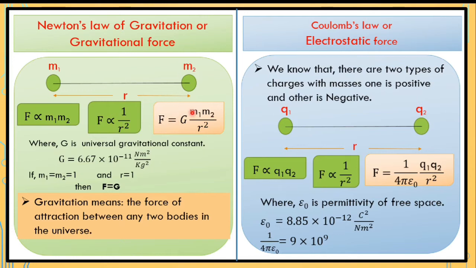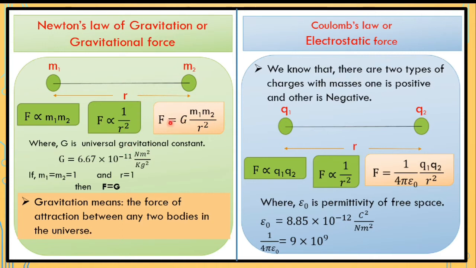So F is equal to G m1 m2 upon r square, where G is the proportionality constant, called the universal gravitational constant, because m1 m2 is directly proportional and r square is inversely proportional. G, the universal gravitational constant, has the value 6.67 into 10 to the power minus 11 Newton meter square per kg square. Consider the masses m1 equal to m2 equal to 1, and the distance between them is 1 meter.